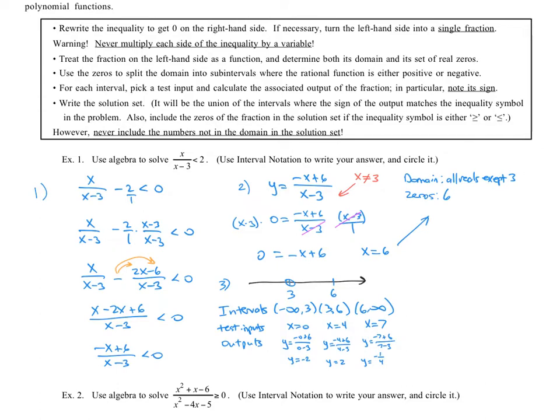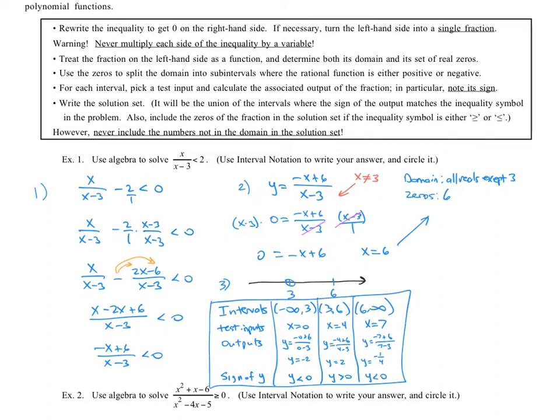Notice that I did these calculations myself, but I could have used the calculator to get the outputs if I had wanted to. Remember, the important thing is the sign of the output. This one here is negative, y is less than 0. This one is positive, y is greater than 0. And the last one is negative, y is less than 0. So we've finished step 4 and on to step 5.